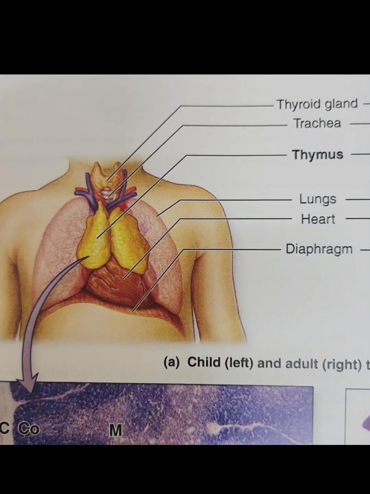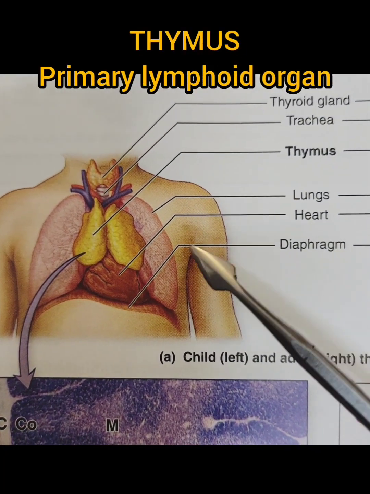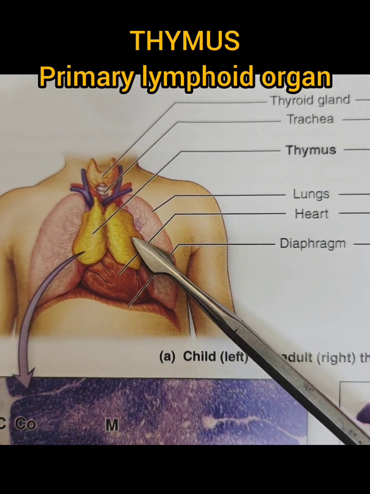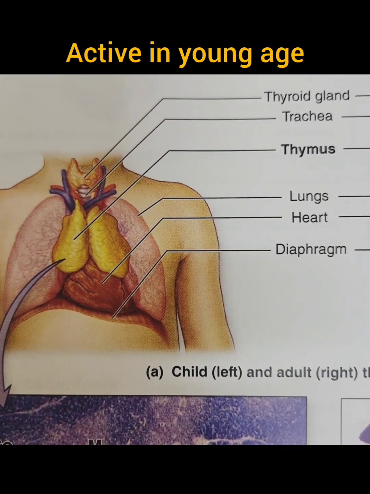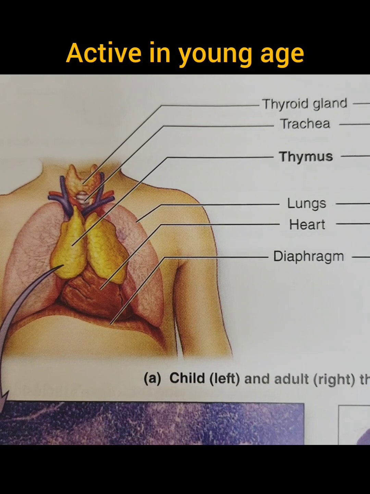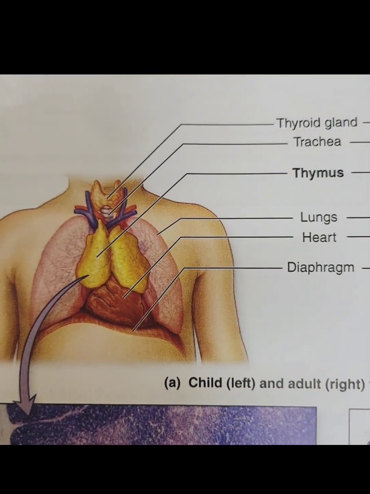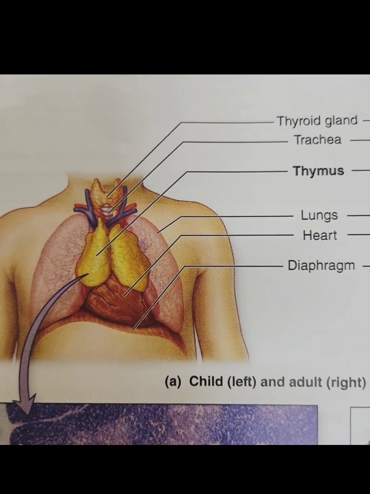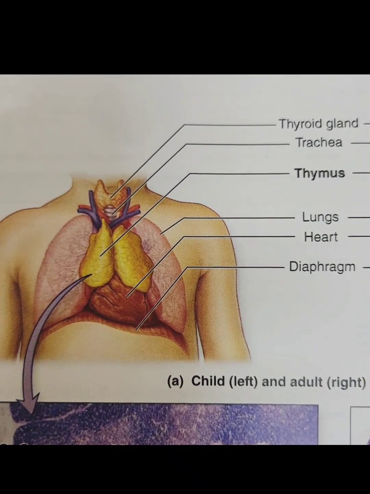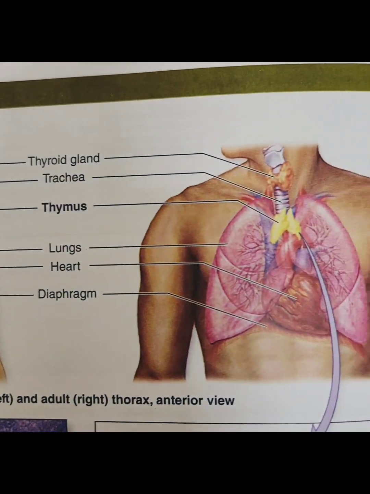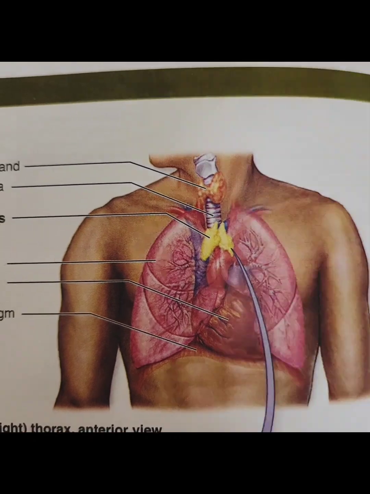Thymus is a primary lymphoid organ located in the thoracic cavity, behind the sternum and in front of the pericardium. Thymus is active till puberty and helps in maturation of T lymphocytes. Differentiated T cells leave the thymus and get deposited in T cell dependent zones of secondary lymphoid organs. In adults, it gradually involutes and becomes fibrofatty tissue.